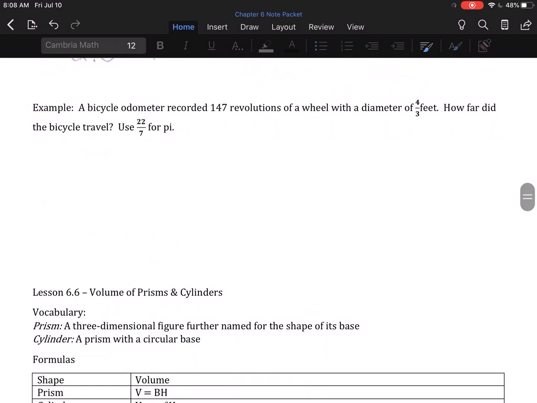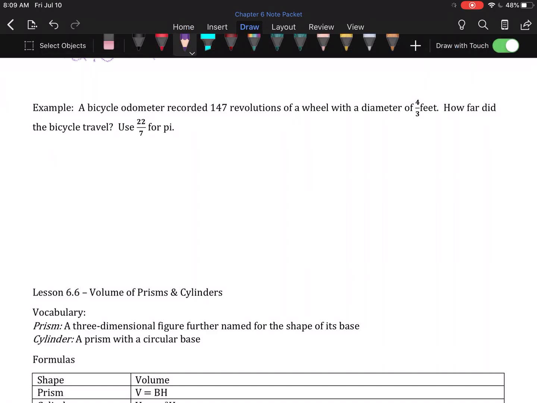And a quick word problem. A bicycle odometer recorded 147 revolutions of a wheel that has a diameter of 4/3 feet. How far did the bicycle travel? And we're going to use 22/7 for pi. So, we know it went 147 revolutions, and we have a diameter of 4/3 feet.